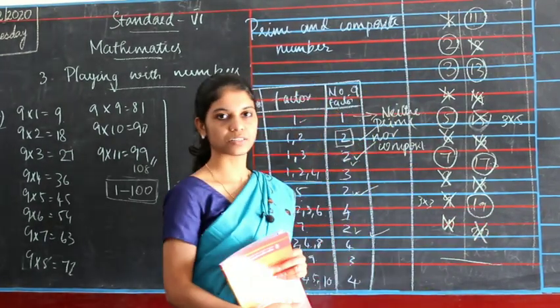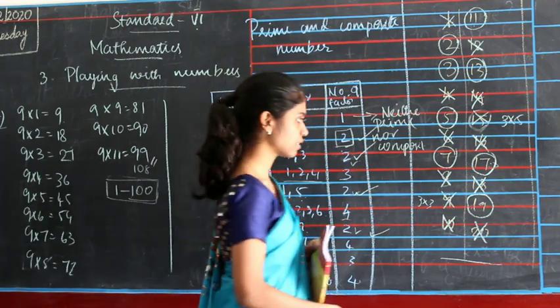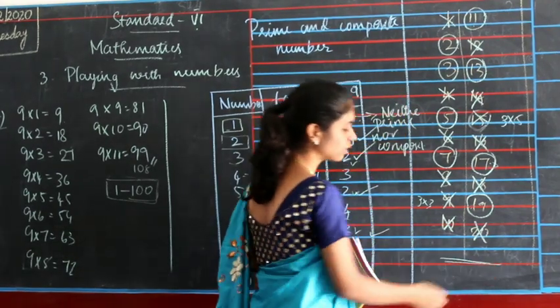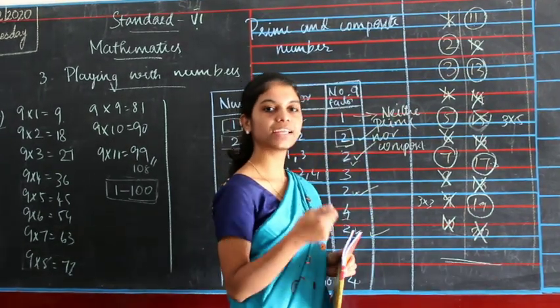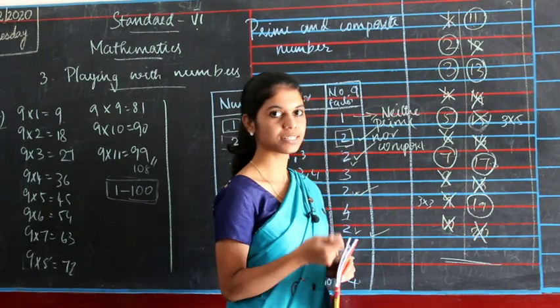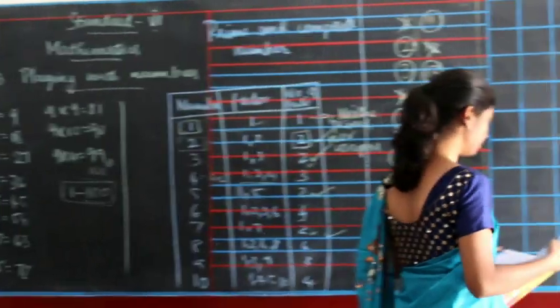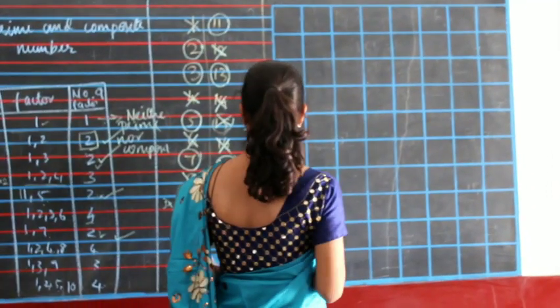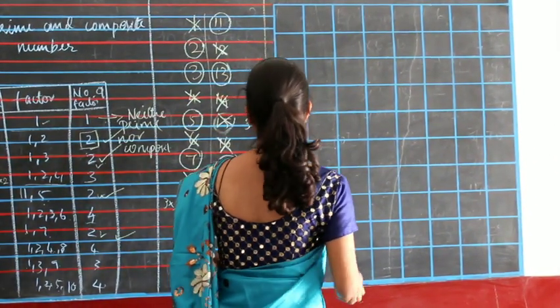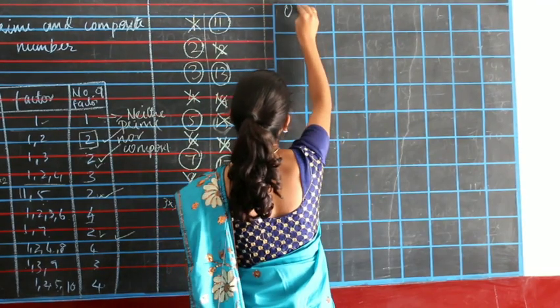This method is called the Sieve of Eratosthenes. This method is used for finding prime numbers and composite numbers easily. Now we are moving on to the next topic, which is odd and even numbers.